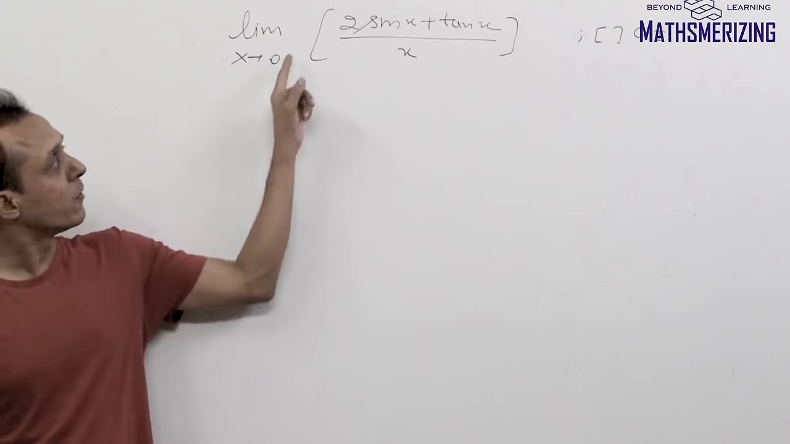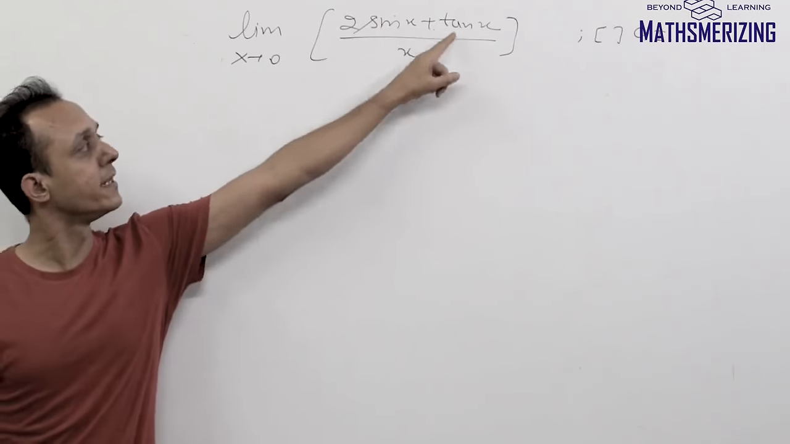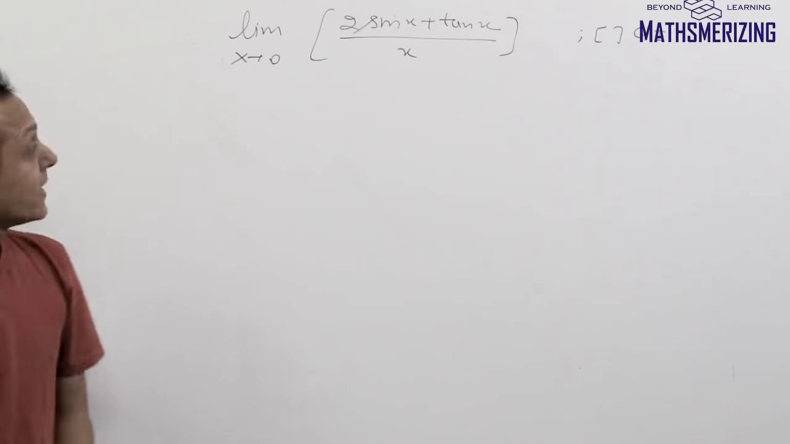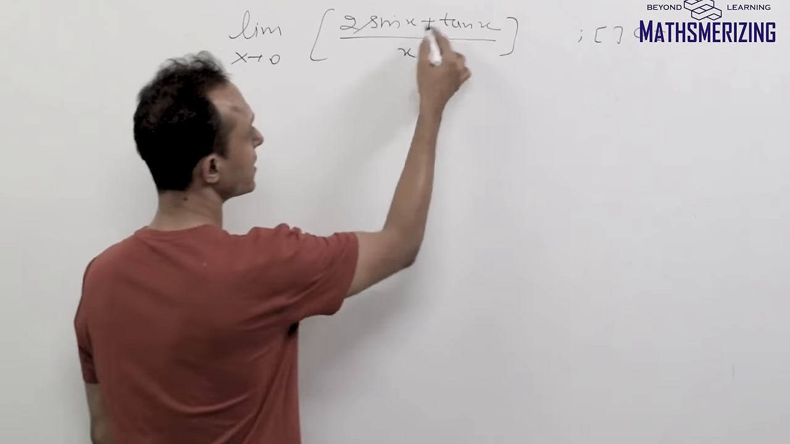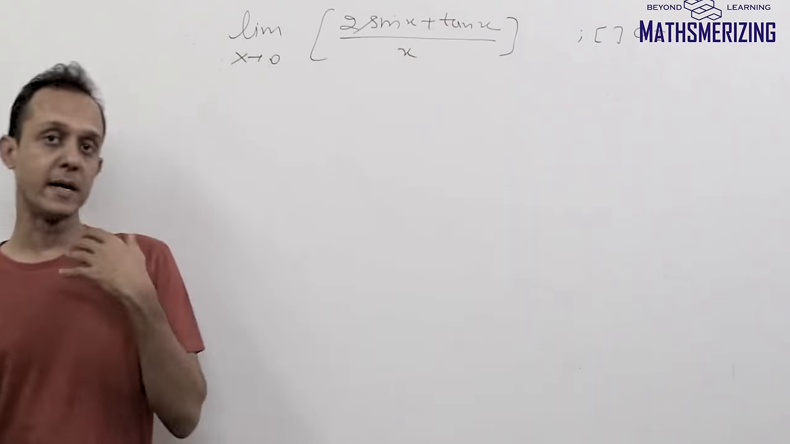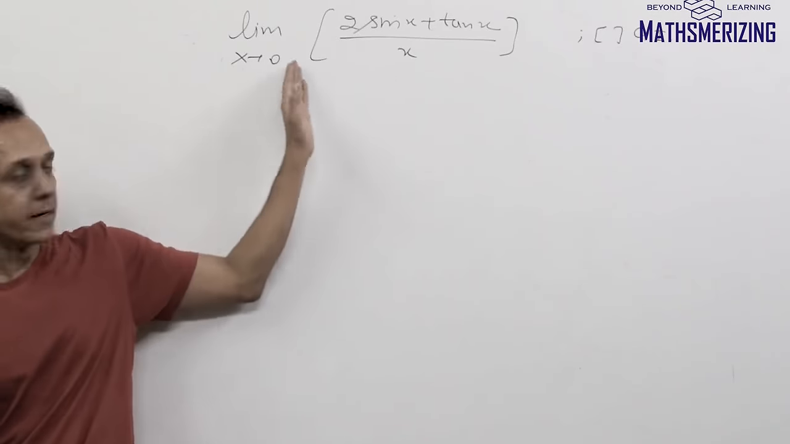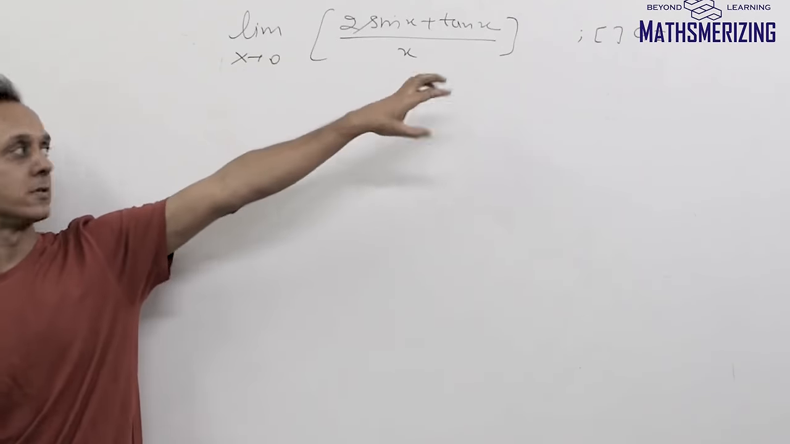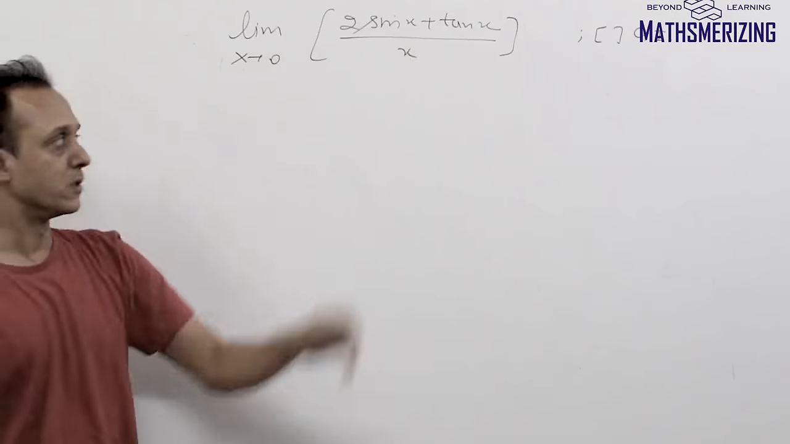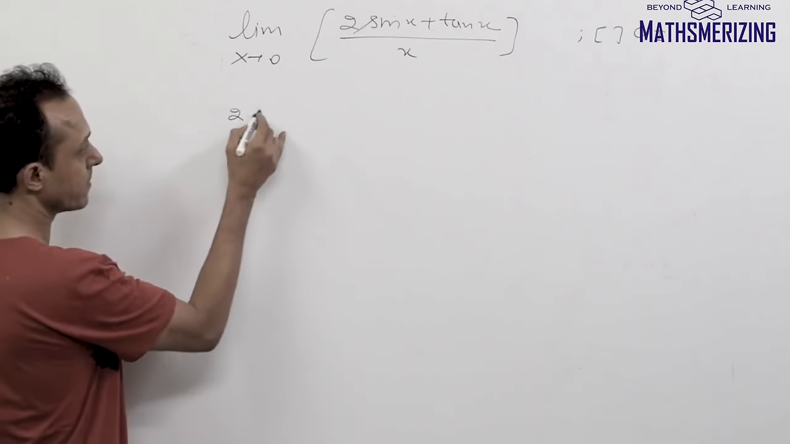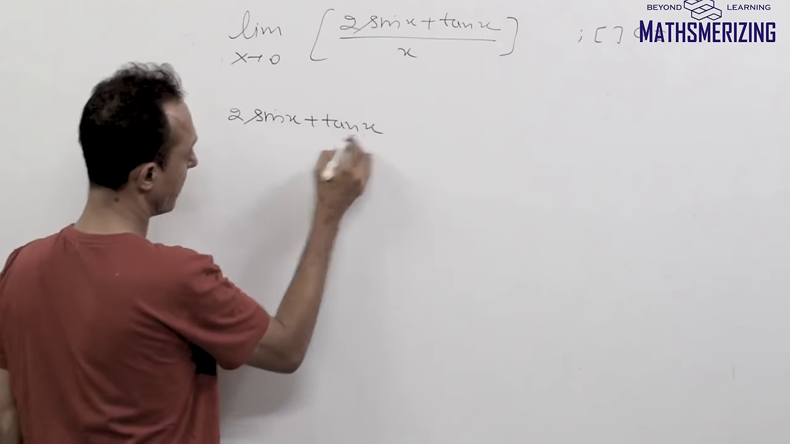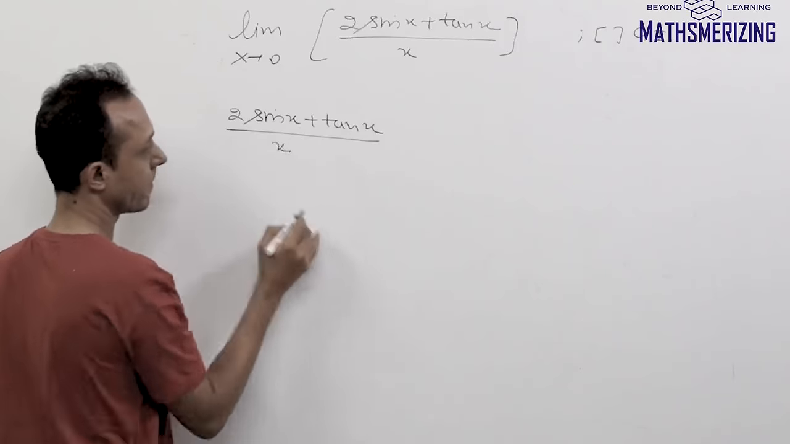Limit x tends to 0, greatest integer function of 2 sin x plus tan x upon x, where this box represents greatest integer function. Now in this case also, sin x upon x is 1, tan x upon x is 1, which is 3. Now 3 is an integral point. So at integral point, greatest integer function is discontinuous. So I cannot take this limit inside. So I need to solve it separately. So I'll write it as 2 sin x plus tan x upon x.